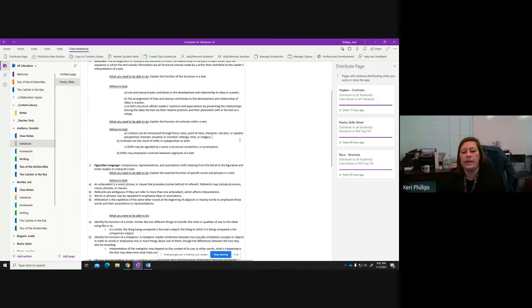Characters, narrating, speaker or perspective, and these all kind of cross over. And then dramatic situation or the moment. There may be two different situations happening inside of a poem. We could also look for settings, time. One stanza might be in the past, one might be present. They might use contrasting imagery. And then contrasts are the result of shifts or juxtaposition or both.